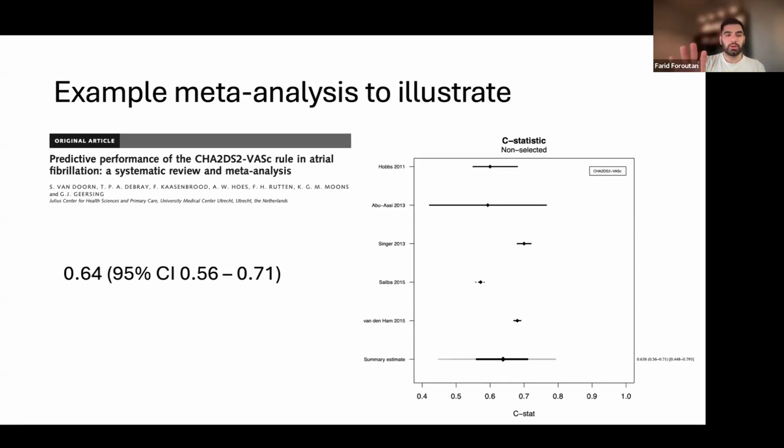So to help in illustrating this, again, people have done systematic reviews on CHA2DS2-VASc, that model for stroke in individuals who have non-valvular atrial fibrillation. In their meta-analysis of at least 5 or 6 studies that reported on the validation or the discrimination of CHA2DS2-VASc in different cohorts, what they got is a pooled measure of discrimination that's 0.64 with a confidence interval of 0.56 to 0.71. So what does this mean? How do we draw conclusions?